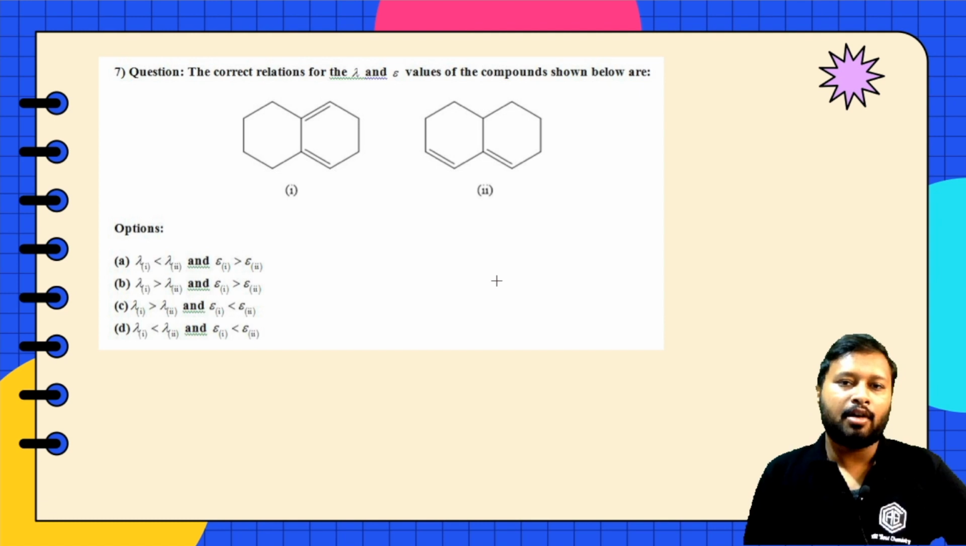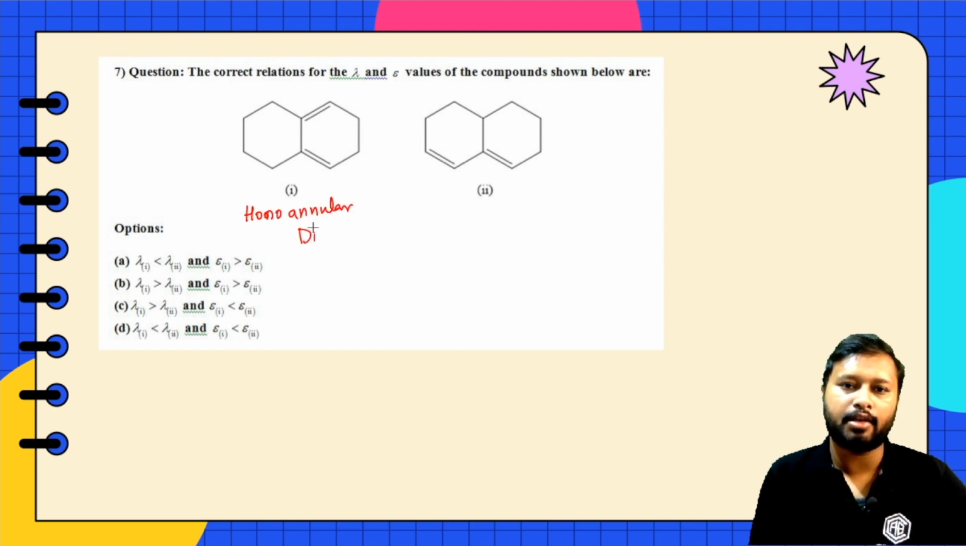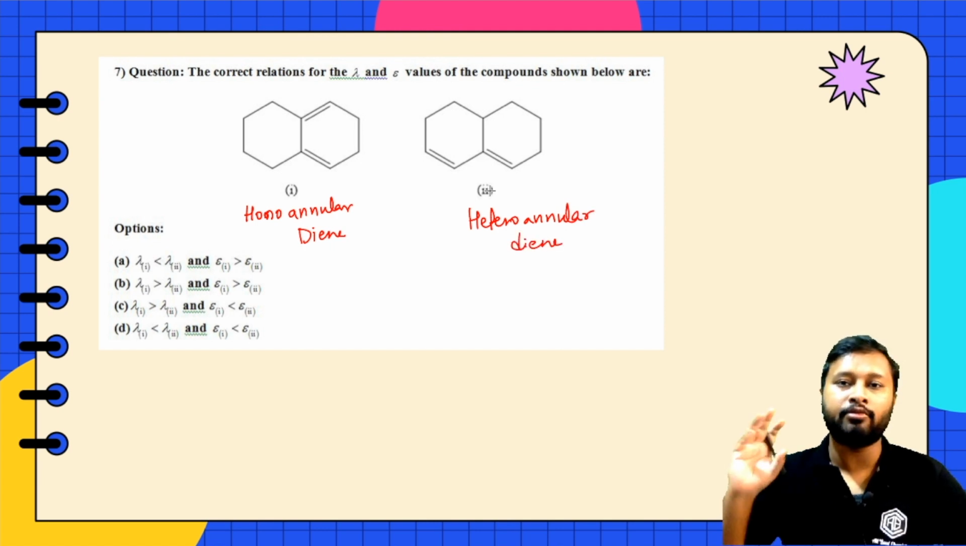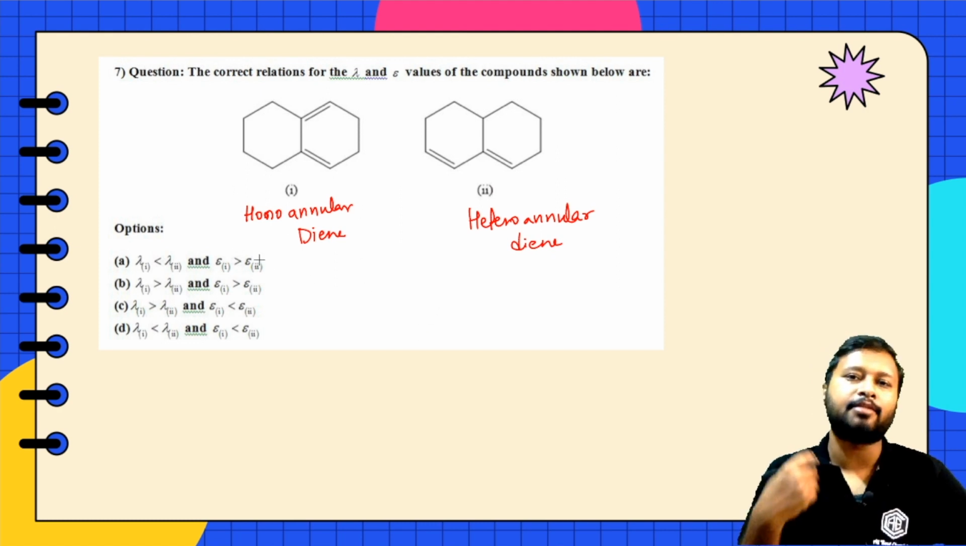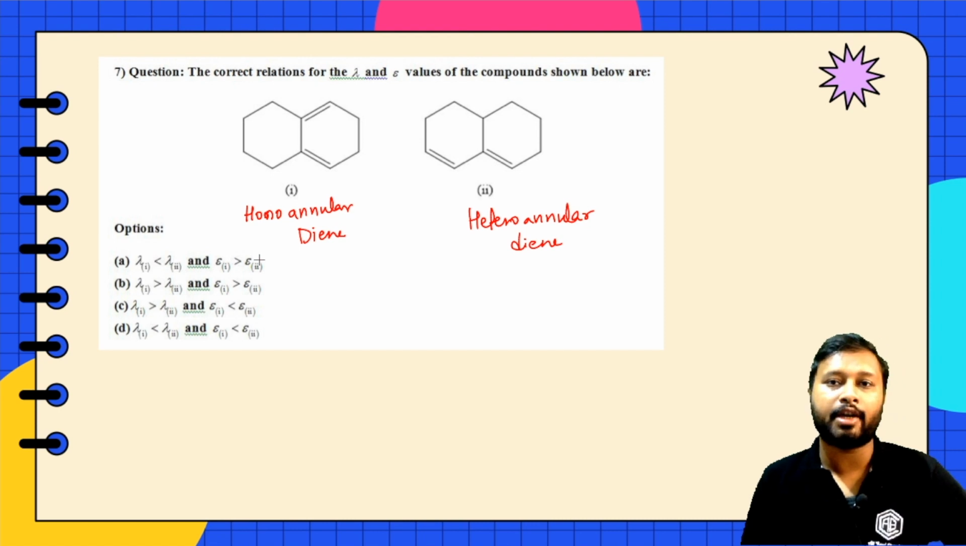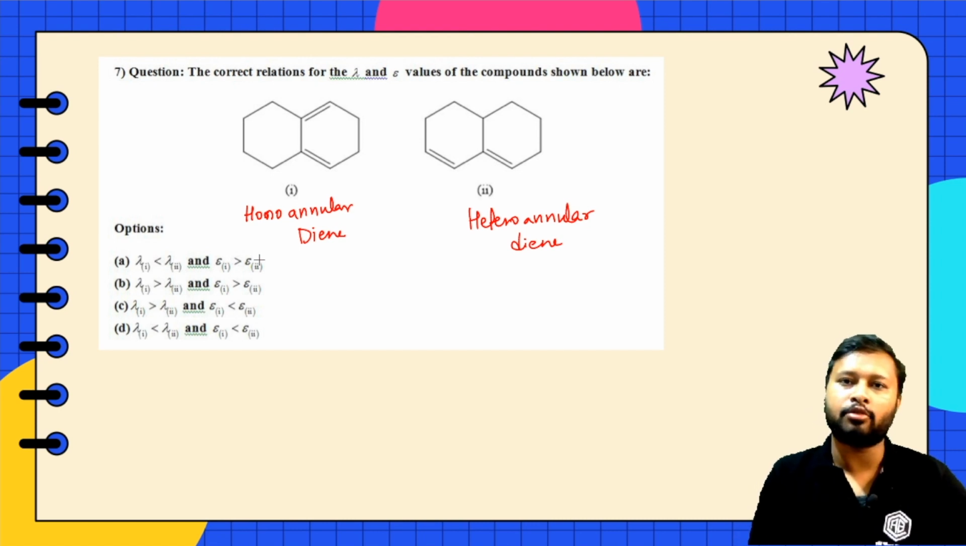Alright, so let's look at the solution. If you look at both these molecules, the basic difference you can see is that this is a homoannular diene, and this one is a heteroannular diene. This is pretty simple to understand if you have studied UV-visible spectroscopy. Homoannular diene has more lambda max compared to heteroannular diene. The base values for both of them are of course different.